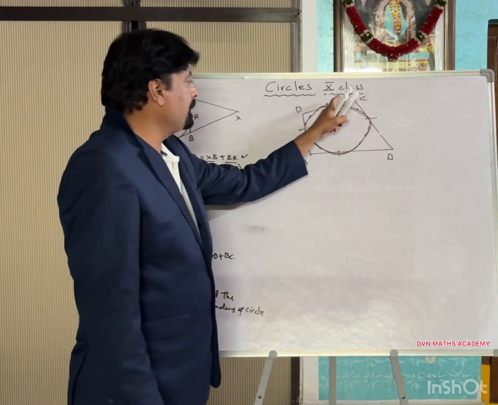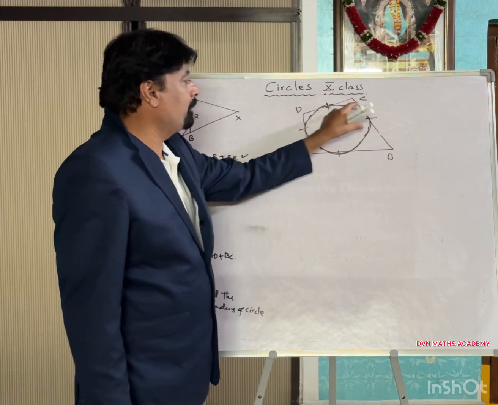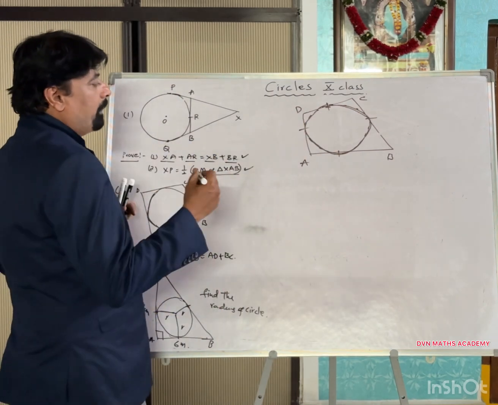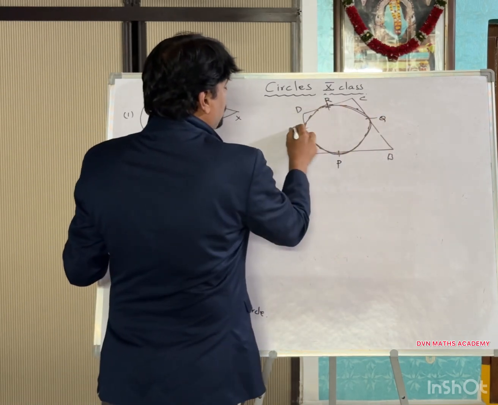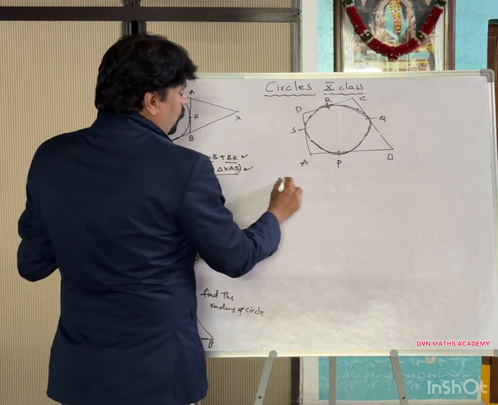AB and DC, these two are the opposite sides. The sum of the lengths of these opposite sides is equal to the sum of the lengths of these opposite sides. So I want to prove that. For that purpose, you say this is P and this is Q, this is R and this is S. So simply you can prove that AP is equal to what?